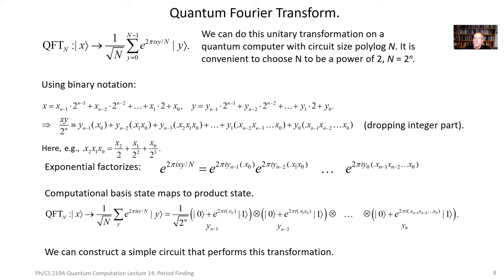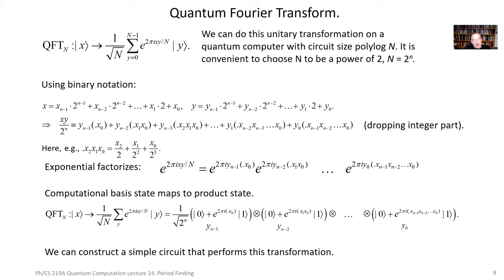So to see how it works, it'll be nice to use the binary notation of an integer, which we're implicitly using anyway. I keep referring to bit strings as integers. And what I mean by that is I'm thinking of the bit string as representing a binary expansion of the integer, to be more explicit. So x is an integer. Written in binary notation, it would be x_{n-1}, x_{n-2}, x_{n-3}, and so on, down to x_1, x_0, all together an n bit string.